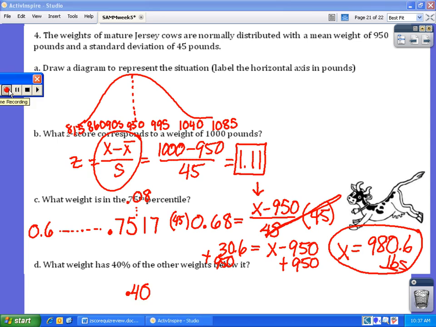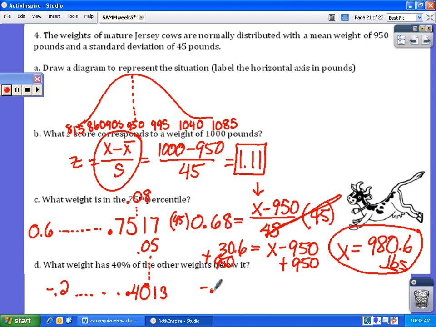Part D is very similar to Part C. I want to find a weight that has 40% of the other weights below it. So I want to find on my z-score table a percent that's very close to 0.4. I didn't find exactly 0.40, but I did find 0.4013, which is very close to 0.4. That matched up with a z-score of negative 0.2 and 0.05, so my z-score is negative 0.25.